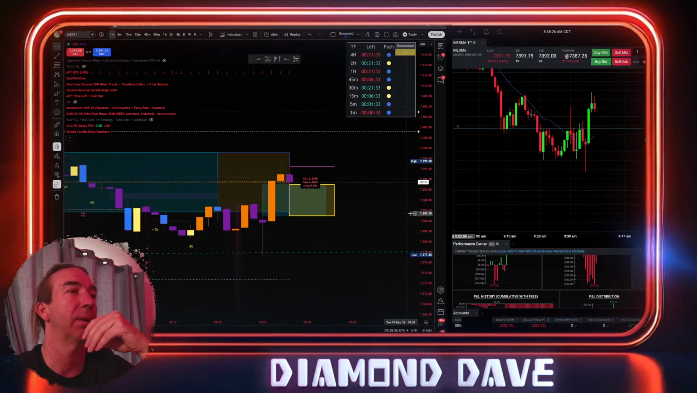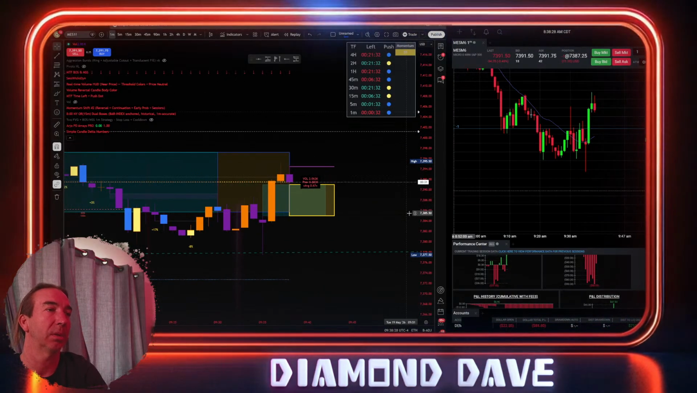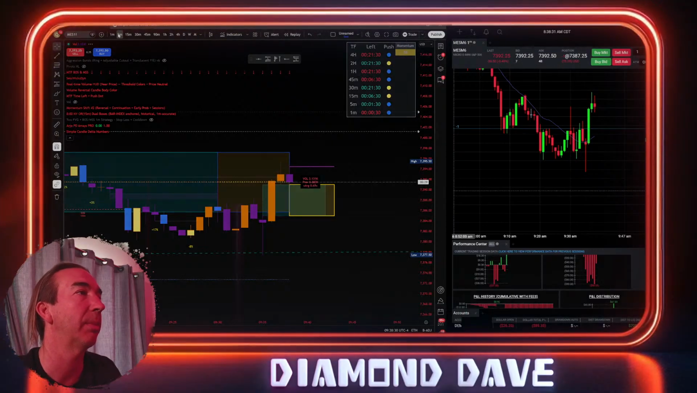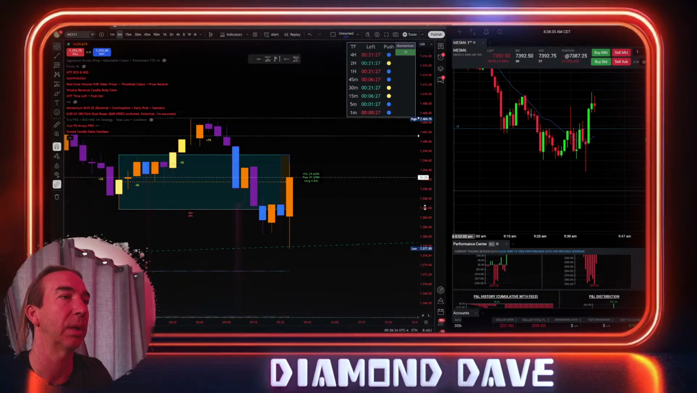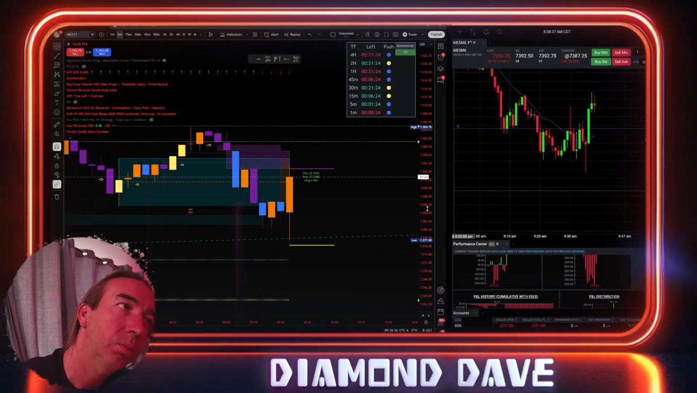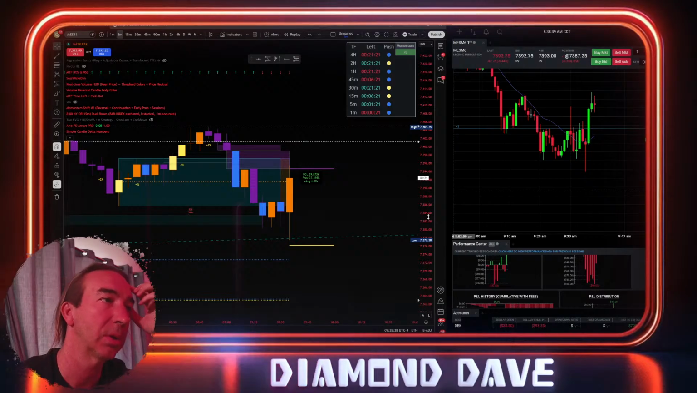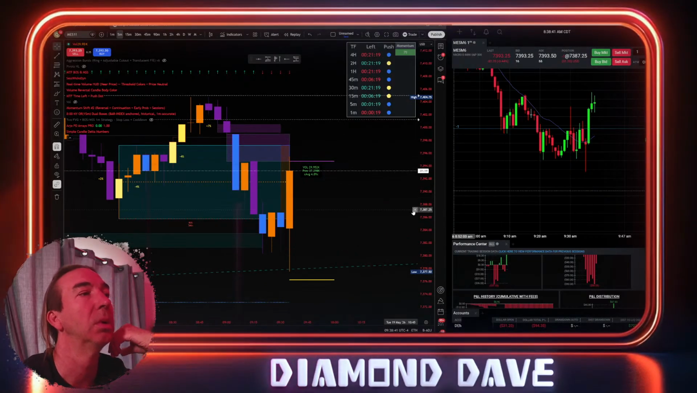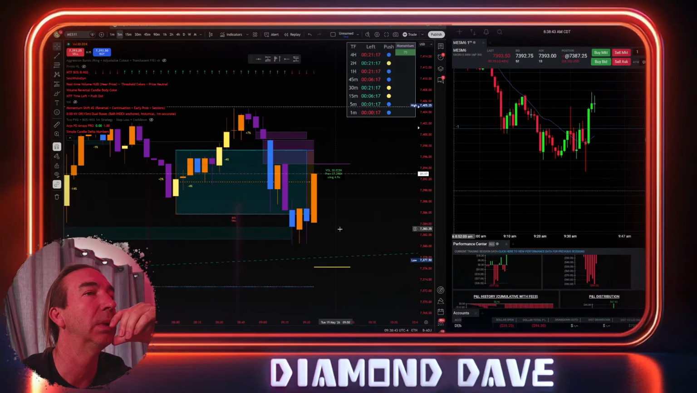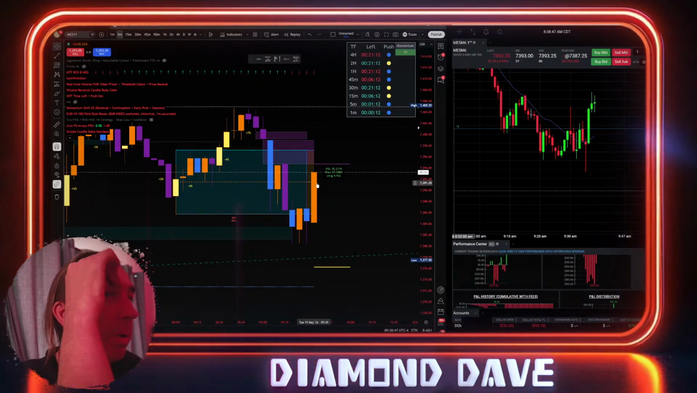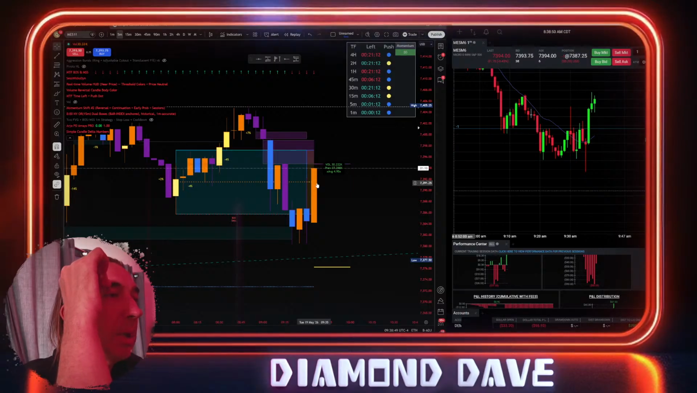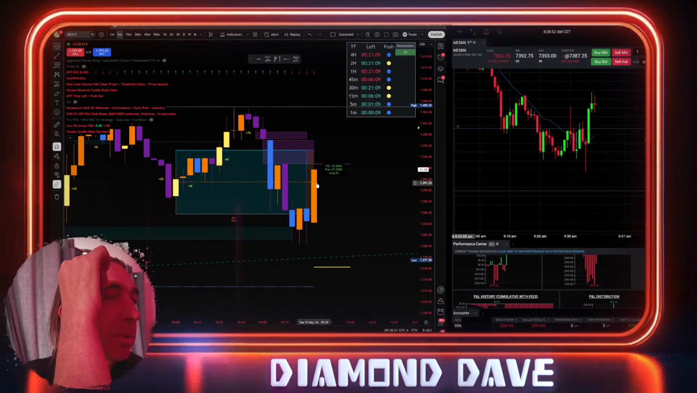We could push down. This is on the 1 minute, but the 5 minute could reject here. This is what we're going to keep an eye on. Ideally, the body closes below. The bottom cannot close above it. That means it's disrespecting that midline.